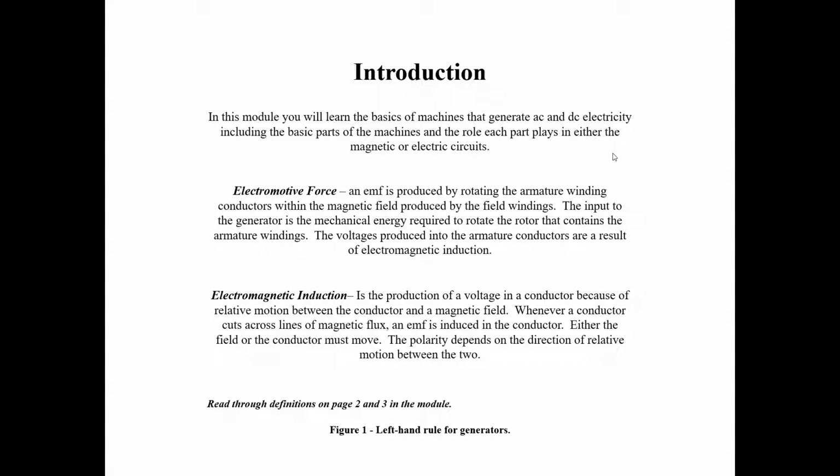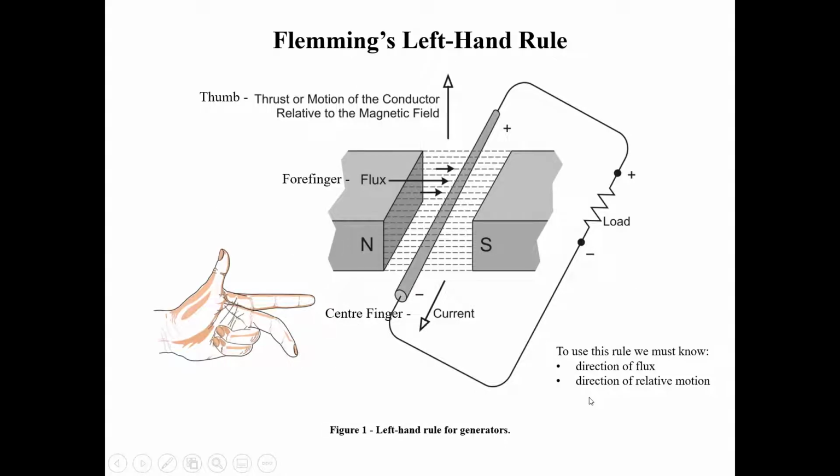There'll be some pictures here coming up. We just have to have a way to have general motion. So either the field has to move or the armature winding will have to move. Either way, again, it depends on whether we're talking AC or DC on how we do that. Then electromagnetic induction, again, is the production of a voltage in a conductor because of the relative motion between the conductor and the magnetic field. So then we have a voltage being induced once we have that motion in between. Make sure you read through those definitions so that you have an understanding of some of the terms that they're going to use throughout this module.